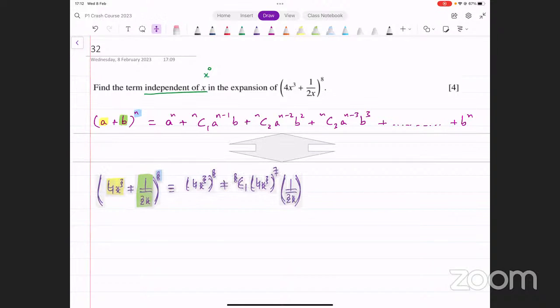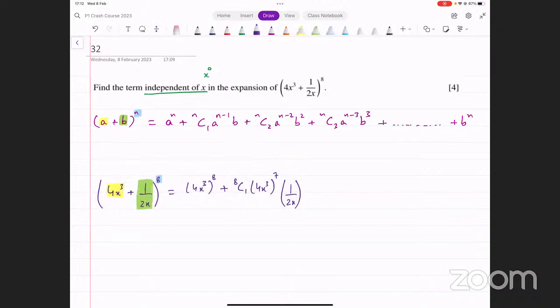Let's think about the pattern. So what's the power of x in the first term? X cubed, and then you have 8 here, 3 times 8, that gives you 24. So the first term has x power 24. That is your first term. What about the second term now? It's 3 times 7, that's 21. But you have an x in the denominator as well. So it's 21 minus 1, which is x power 20. That is the second term.